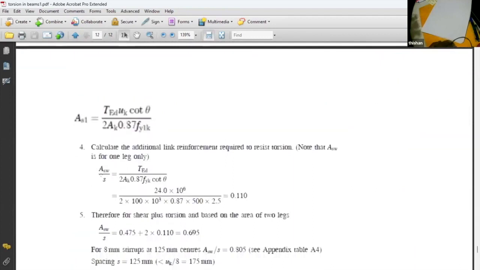First we will calculate the additional links. ASWS is equal to TED over 2AK 0.87 fyk cot theta. Cot theta is cot 22. Cot 22 means 1 over tan 22, and 1 over tan 22 is 2.5. You can just check it.